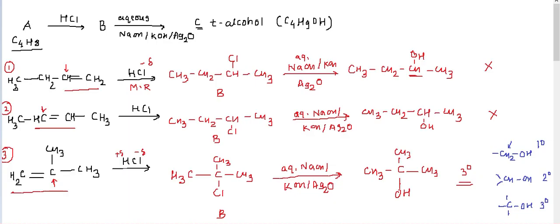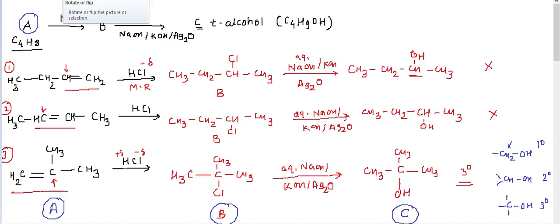So now the structure of A is CH2 double bond C, CH3, CH3. So this is A. Then after addition of HCl, this is B, and after alkali hydrolysis we got this C. So this was the solution. Let's move to the second question.